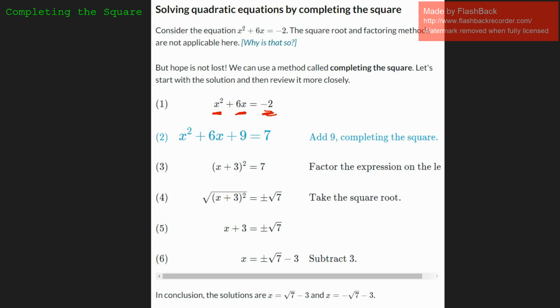Okay, then in step 2 it says that they added 9 to both sides. Now how did they get that number? Because that is something you have to do. You have to add a number to both sides. But in order to find out what number that is, you have to do a few things.